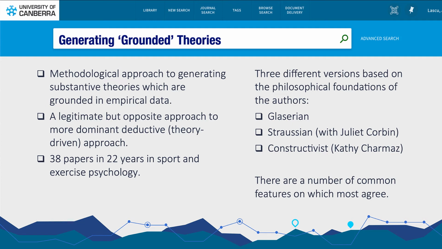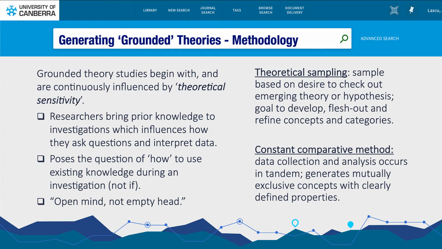3 different versions that we need to understand based on the philosophical foundations of the authors. We have the Glaserian version, the Straussian version with Juliet Corbin, and the constructivist version with Kathy Charmaz. There are actually a number of common features about grounded theories that these authors agree on. Grounded theory studies begin with and are continuously influenced by theoretical sensitivity, which means researchers bring prior knowledge to investigations, which influences how they ask questions and interpret the data.